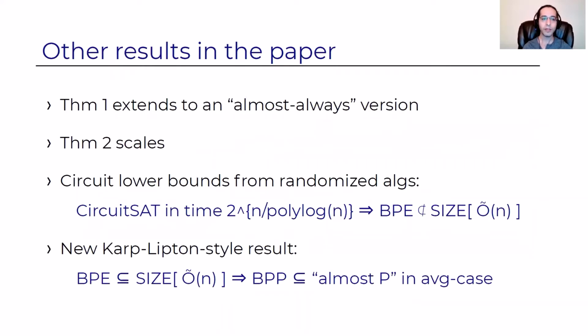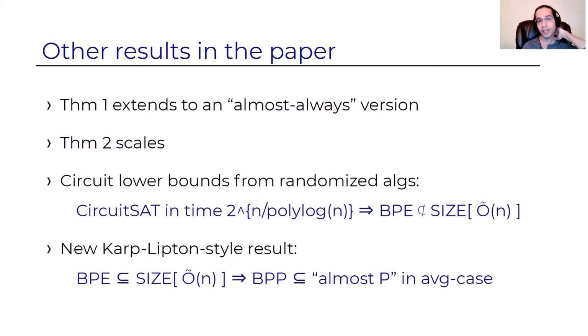And lastly, I'm going to mention several other results. So first of all, Theorem 1, which refers to RETH, also extends to an almost always version, which makes significant progress on a technical challenge in this type of results so far. Theorem 2, with respect to NETH and the equivalence conjecture, scales to many parameter settings, albeit non-trivially. And two other results are the following.